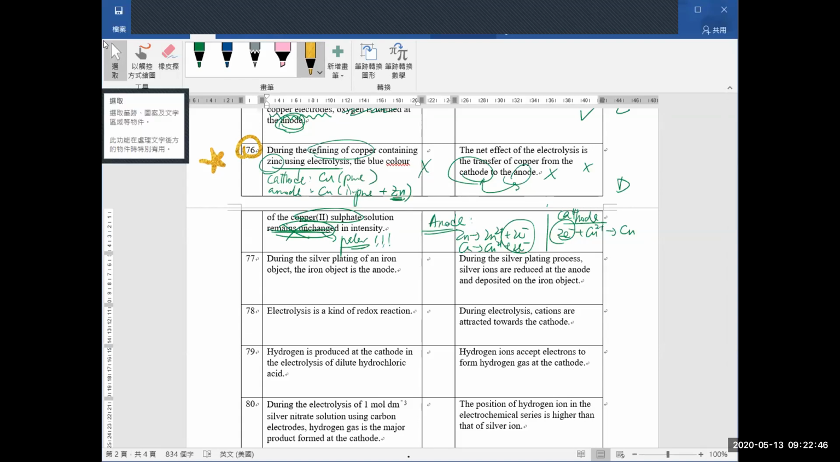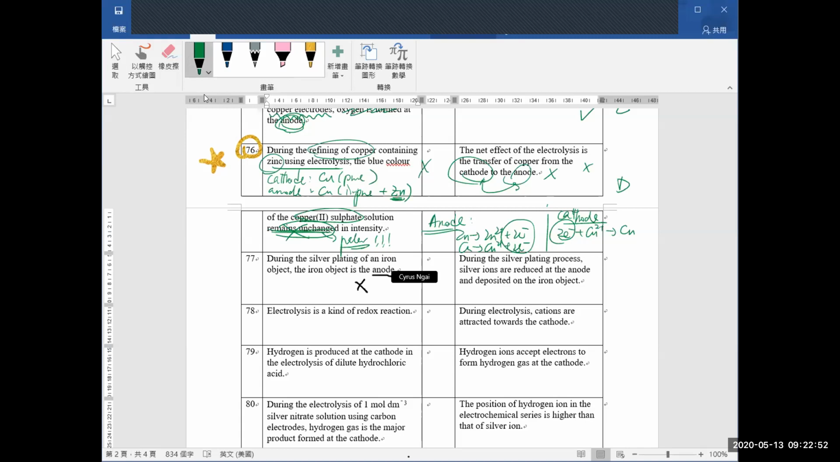77. Aisha, in your turn, could you please continue with 77? Cross for the first one. Silver plating of iron, the iron object is the anode. It's not anode, it's cathode, because you are going to do the reduction of metal ions to metal, which means to plate. To electroplate a metal on a piece of iron object, it's the cathode, cross. Yes, reduction occurs at the cathode. So this is D. Thank you.